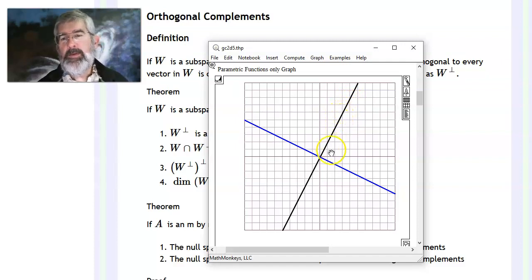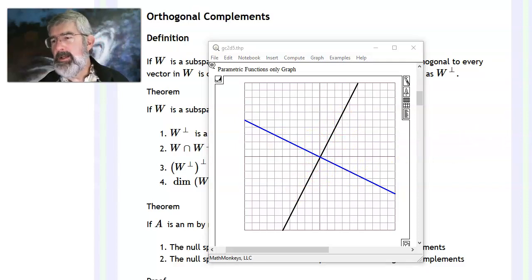Right? If you took something that's not on the blue line and you tried dotting it with something on the black line, well, I mean, you can clearly see you're not perpendicular, so the dot product will not be 0. And that would not be in W perp. So if W is the black line, then W perp is the blue line.